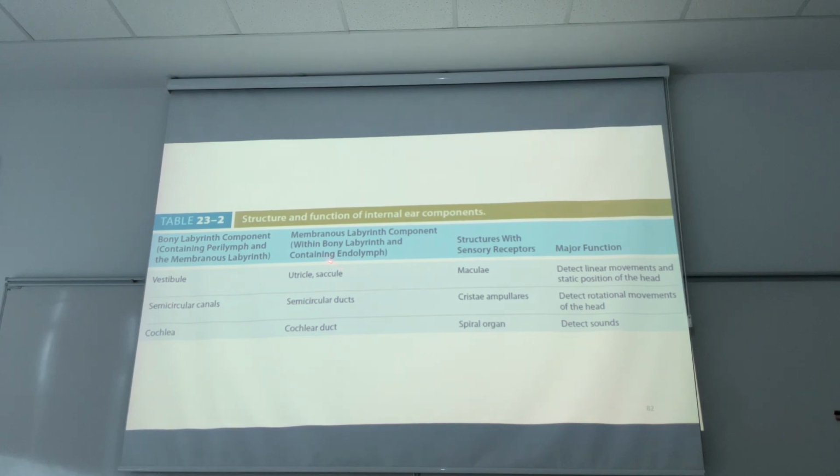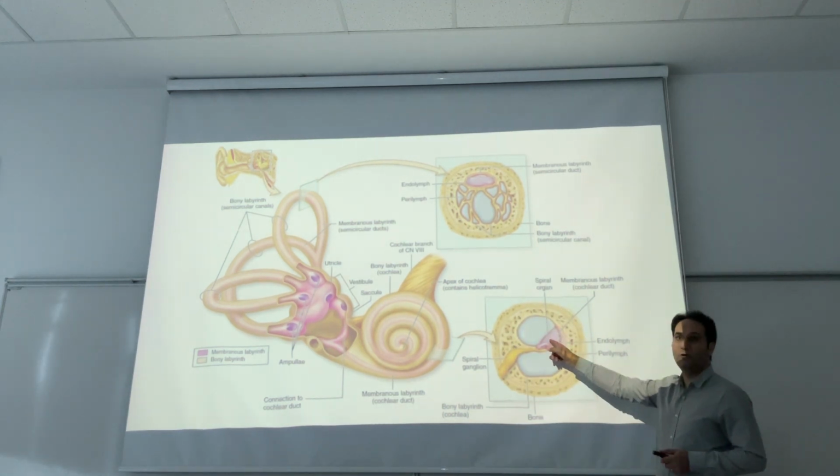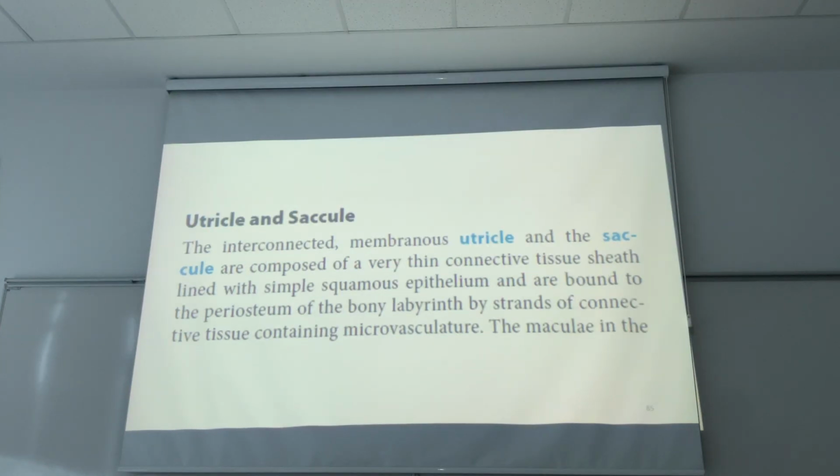In the vestibule, we have the utricle and saccule. In the utricle and saccule, we have a sensory structure. The name of the sensory structure in the utricle and saccule is the macula. In the semicircular canals, we have semicircular ducts, and in the ampulla side of the semicircular ducts, we have the crista ampullaris, a special structure related with semicircular ducts. And in the inner side of the cochlea, we have the cochlear duct, this part. This is our cochlear duct. All of this structure is the cochlea, but here is the cochlear duct. And in the cochlear duct, we have the spiral organ or organ of Corti. Perilymph, endolymph, we talked about that.